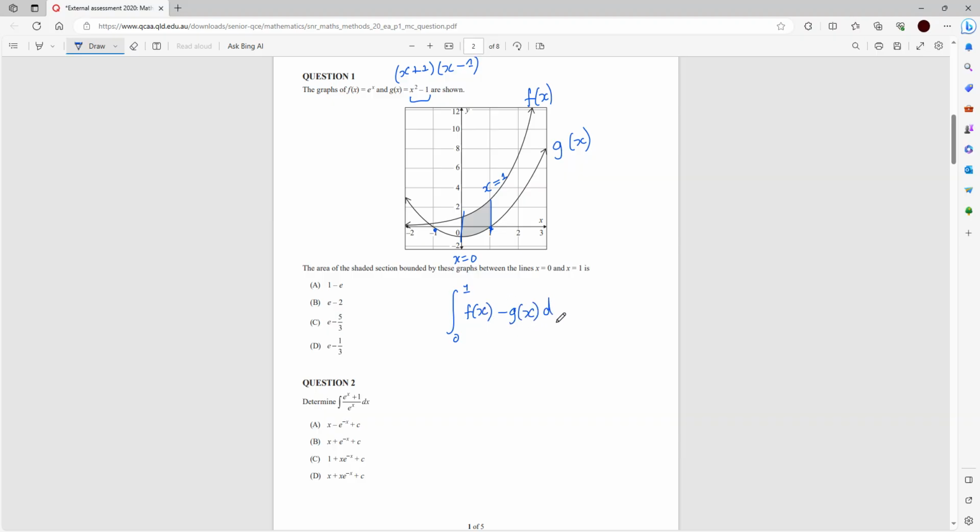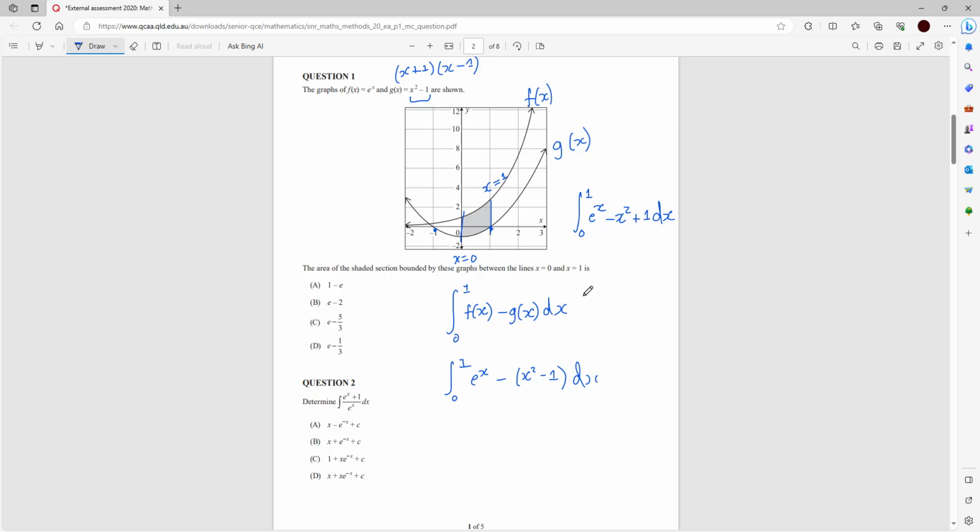Okay. So in turn then, we have the integral from 0 to 1 of, well, e to the x minus g of x. Now g of x is x squared minus 1. So don't forget to apply this negative to not just the x squared but the minus 1 as well. So in turn we have the integral of 0 to 1 of e to the x minus x squared plus 1. If we integrate these parts, we're going to go e to the x.